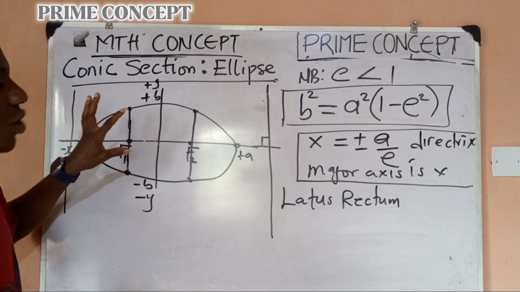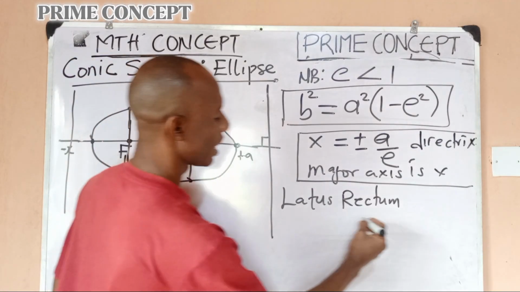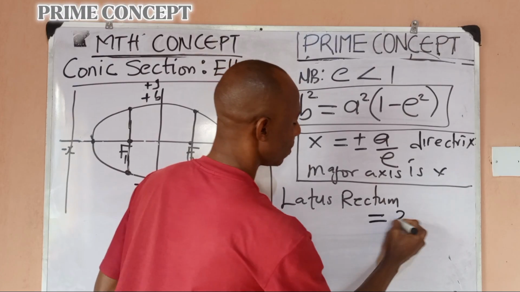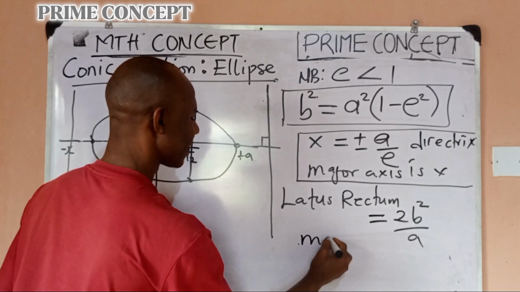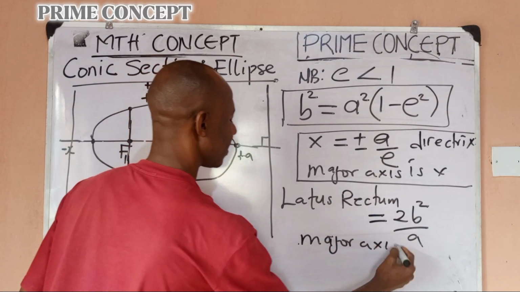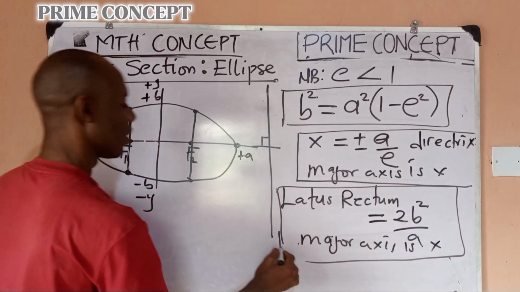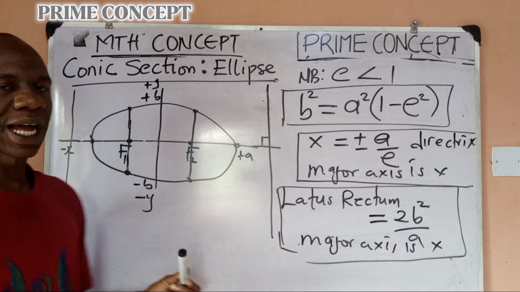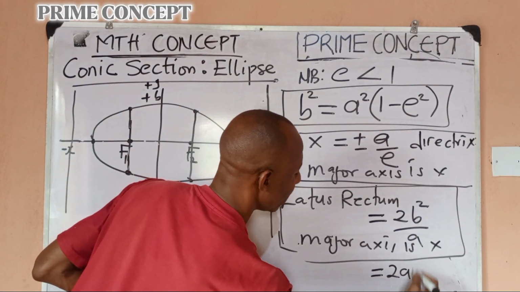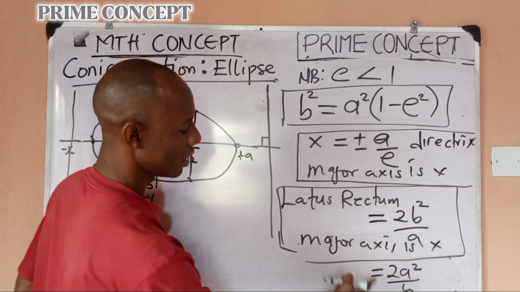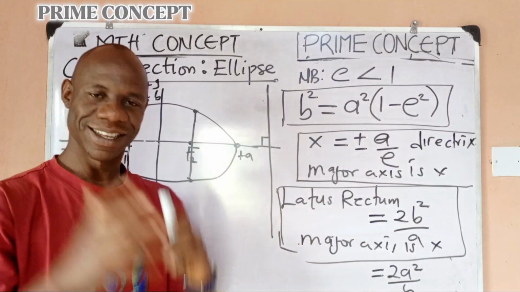So if our major axis is the x-axis, what will be the equation for the latus rectum? The length of the latus rectum is simply going to be 2b squared divided by a. Your major axis is what? X. So this is what you would have for the latus rectum. If the major axis is the y-axis, my latus rectum becomes 2a squared over b. So in this case, my major axis is what? The y-axis. I believe that all these things are clear to you.